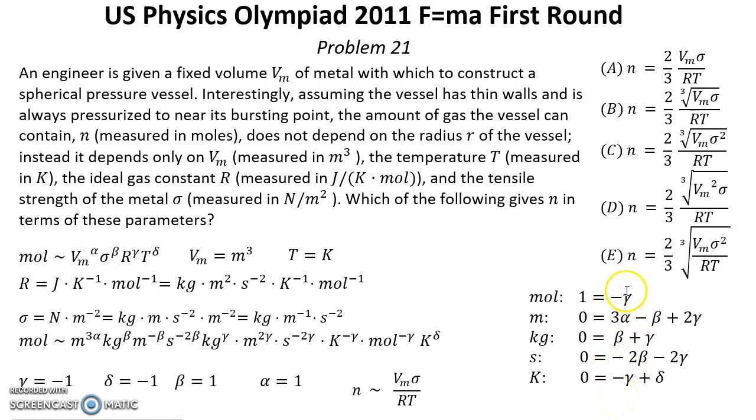So for gamma we have -1, for delta we have -1, for beta we have 1 from here and from here, and for alpha we have 1. And finally we have this proportion, that the number of moles is proportional to this expression, which is answer A.